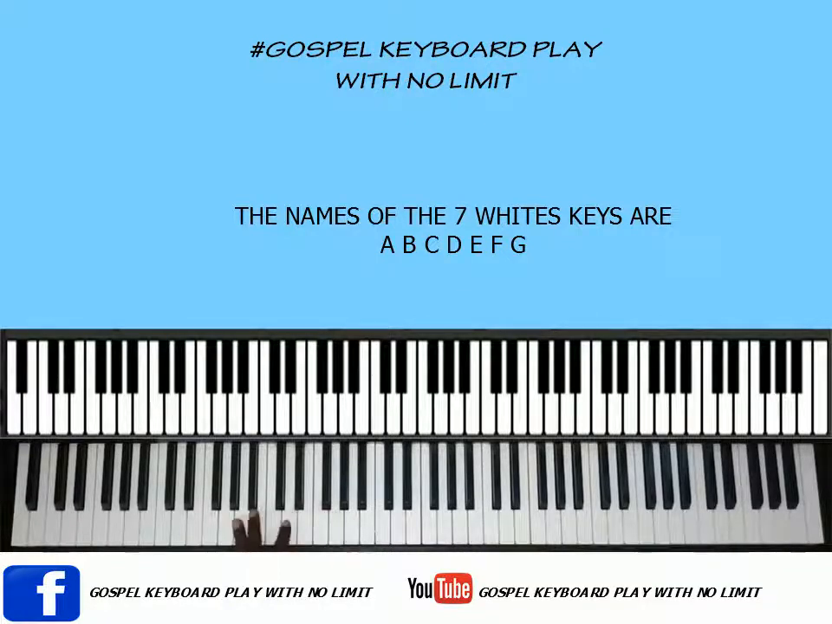Okay, so this is A on the keyboard. From A we go to B, from B we go to C, from C we go to D, from D we go to E, from E we go to F, from F we go to G, from G we go back to A, and then it starts again: B, C, D, E, F, G, and it follows that pattern.